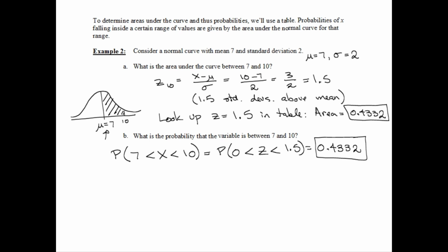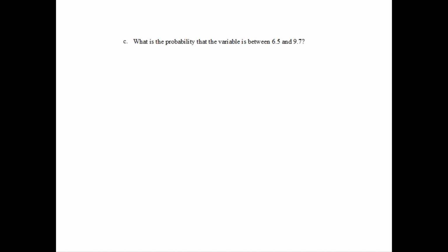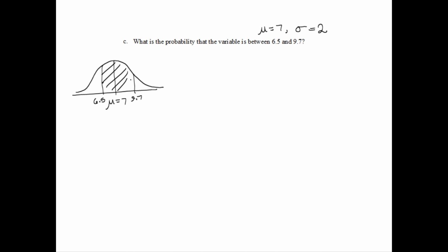Let's use the same example, but let's move on. Let's find the probability that the variable is in between 6.5 and 9.7, and recall that our mean was 7 and our standard deviation was 2 for this example. Once again, let's draw a sketch that depicts the area that we want to find. Here's my standard normal curve. My mean of 7 is right in the middle. I want to go from 6.5, which is just slightly below the mean, to 9.7, which is above the mean. So this is the area that I want.